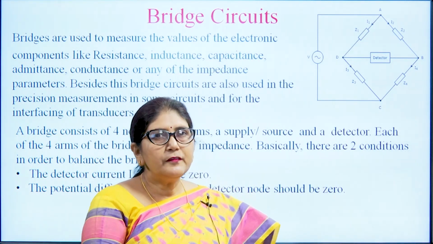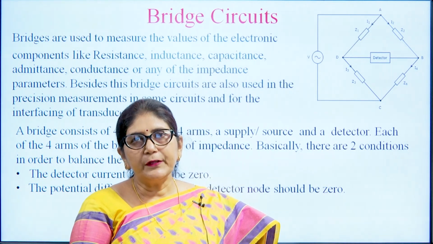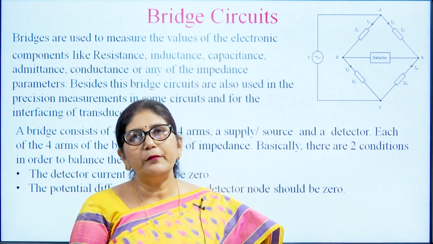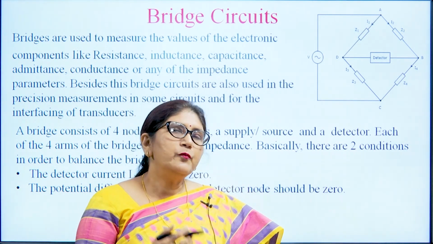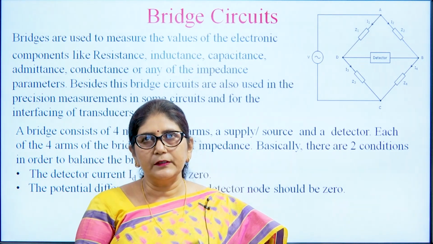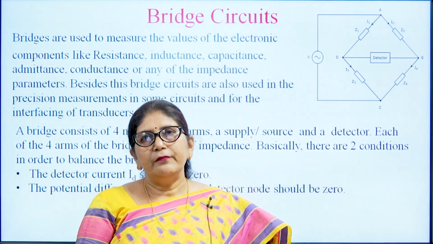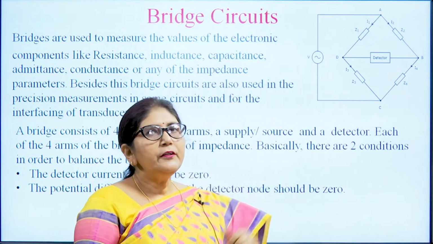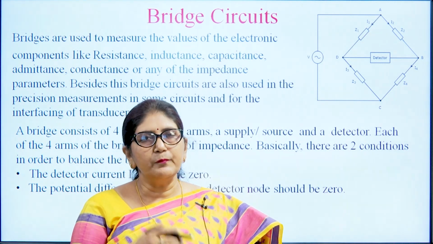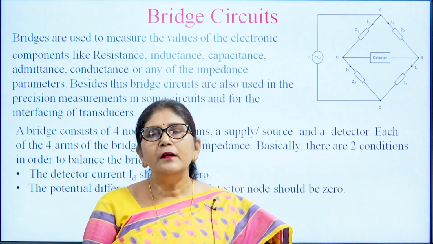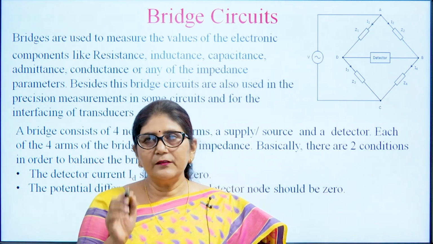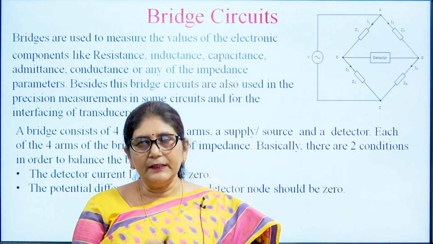The supply may be DC or AC, depending upon the type of bridge, and for the detector circuit we can use a simple galvanometer, or a vibration galvanometer, or a microphone and tuned circuit, depending upon the requirement of the bridge circuit. When we apply a supply voltage, a current will flow, and if we are using a simple galvanometer as the detector, then the galvanometer shows some deflection. At that time the bridge is known to be in the unbalanced condition.